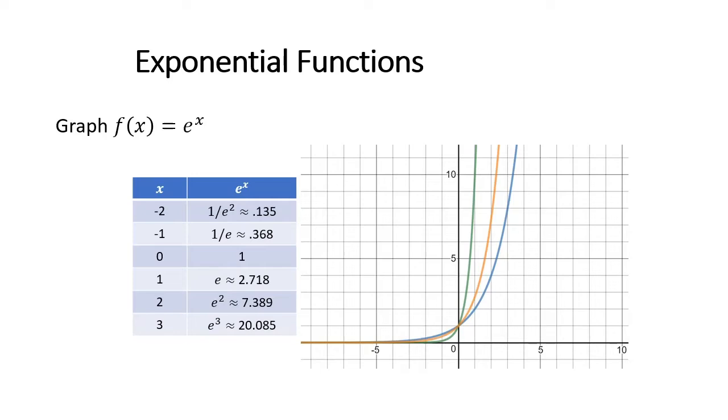And then e, okay, e is about 2.718. So it's going to be a graph that's steeper than 2 to the x, but not nearly as steep as 10 to the x. And you can see the orange graph here is the graph of e to the x, so it kind of splits the difference between the two. But again, it still has that same point of 0, 1.